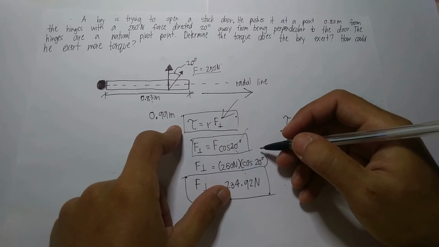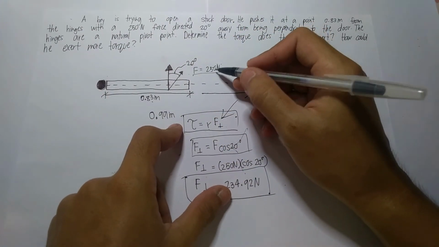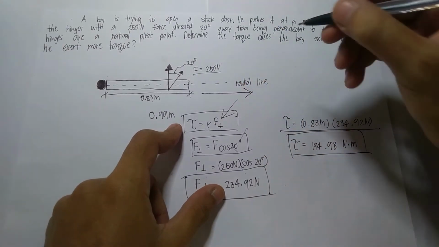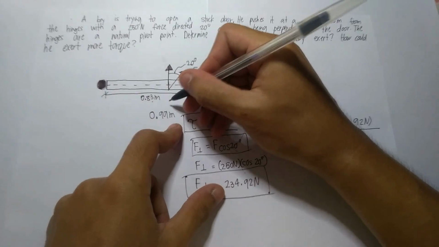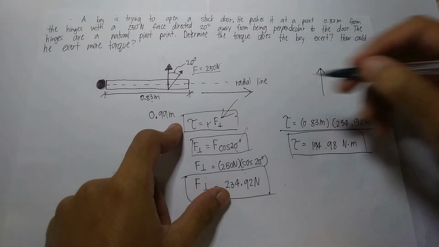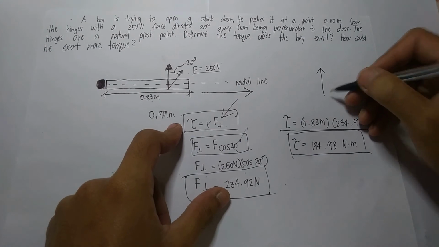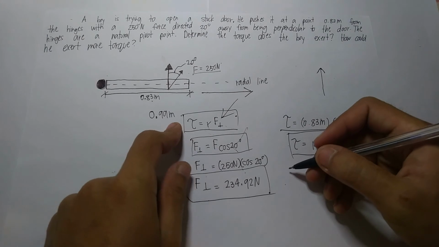We should also take note that the angle at which he exerts his force is a factor, because if he exerted the force at a 90 degree angle instead of 20 degrees, which is perpendicular to the radial line, the torque he can give will be higher. It will be easier to open the stock door.